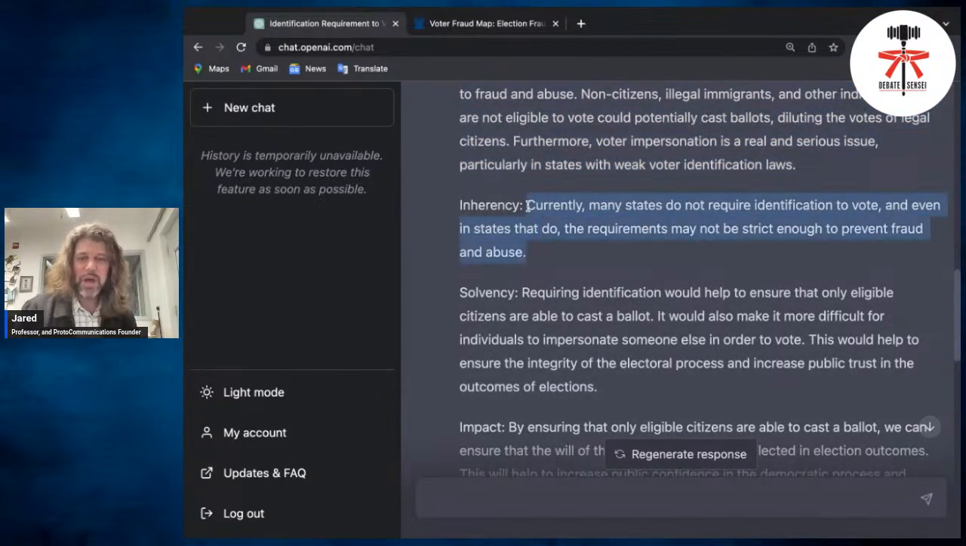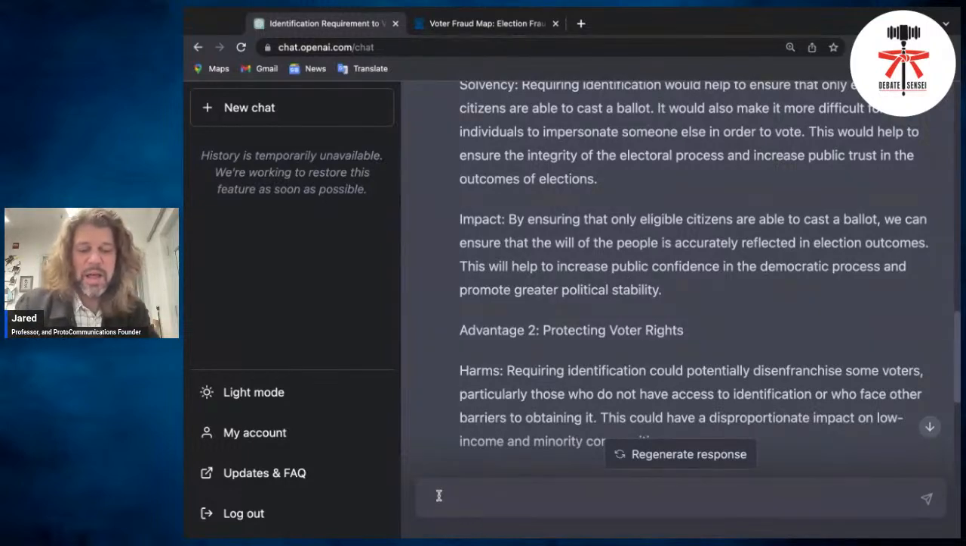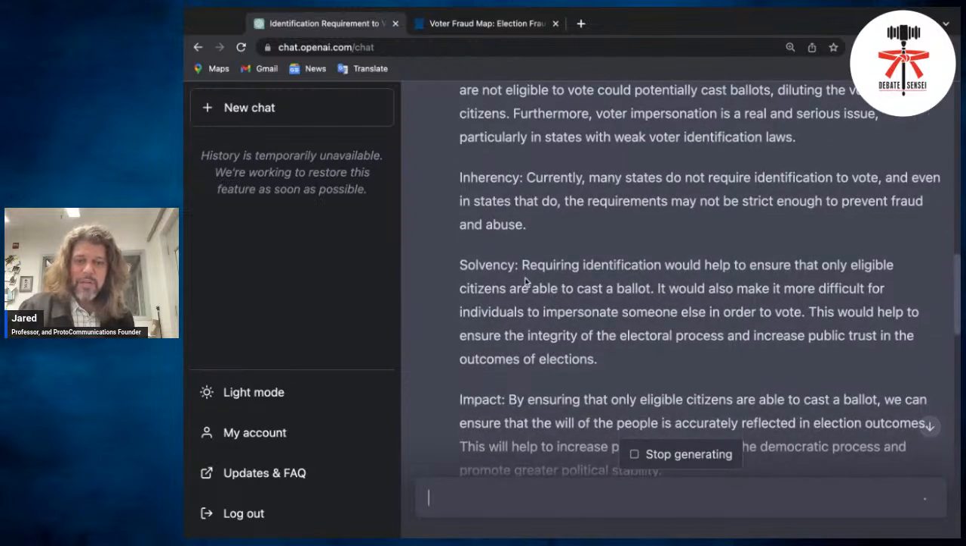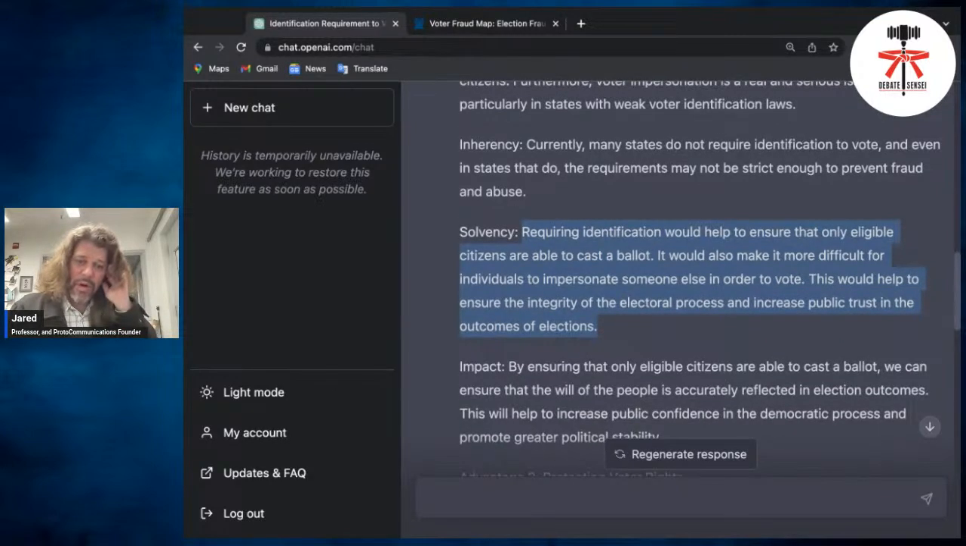So many states do not require identification to vote. I would go and look, find which states those are. You can ask which states don't require ID, right? Solvency: require identification to ensure that only eligible citizens are able to cast a ballot. More difficult for individuals to impersonate someone else in order to vote.